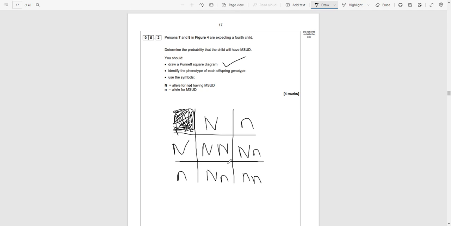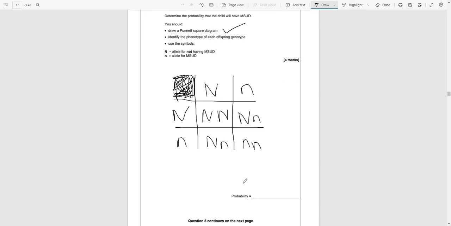So, in the question, we are told that capital N is dominant because it's capital, and it's the allele for not having MSUD. So we only want one of them to be present for us to know that the child will not have the disease or disorder MSUD. So I've got at least one capital N in this combination here. Now, the best way to get the marks for this is to actually write a little key.